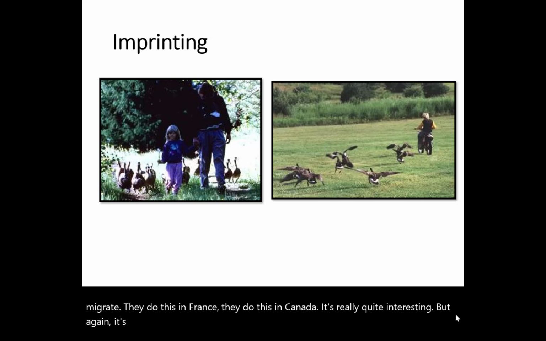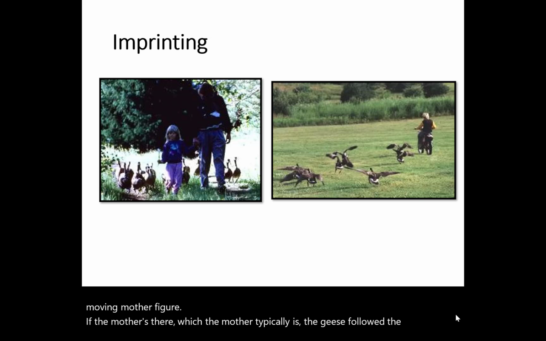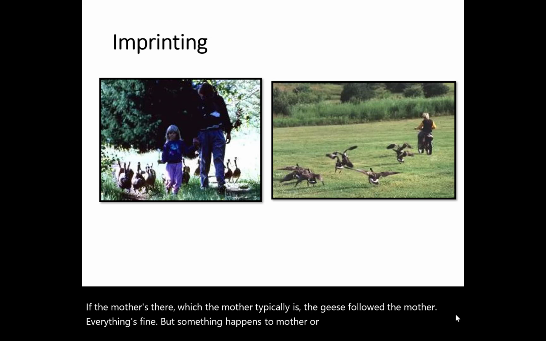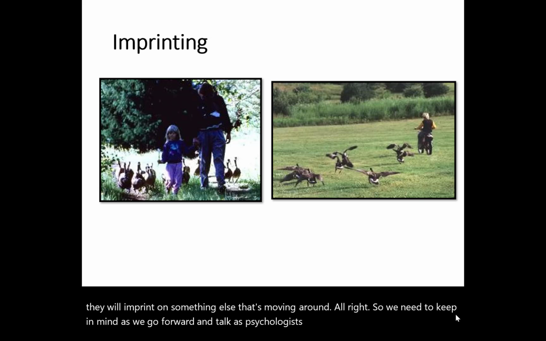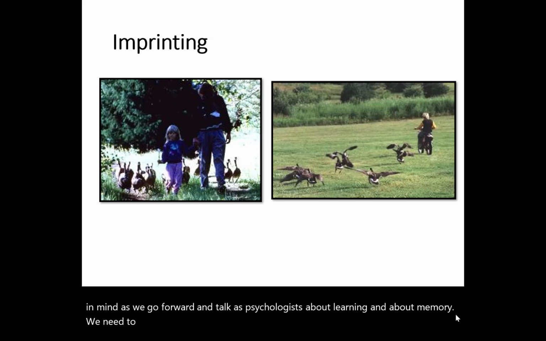It's genetic. But it also requires stimuli. In this case, a mother figure, a moving mother figure. If the mother's there, which the mother typically is, the geese follow the mother, everything's fine. But if something happens to the mother or the mother's taken away, then they will imprint on something else that's moving around. All right, so we need to keep in mind as we go forward and talk as psychologists about learning and about memory, we need to always keep in mind the behaviors we see may have an innate component and not necessarily a learning component.